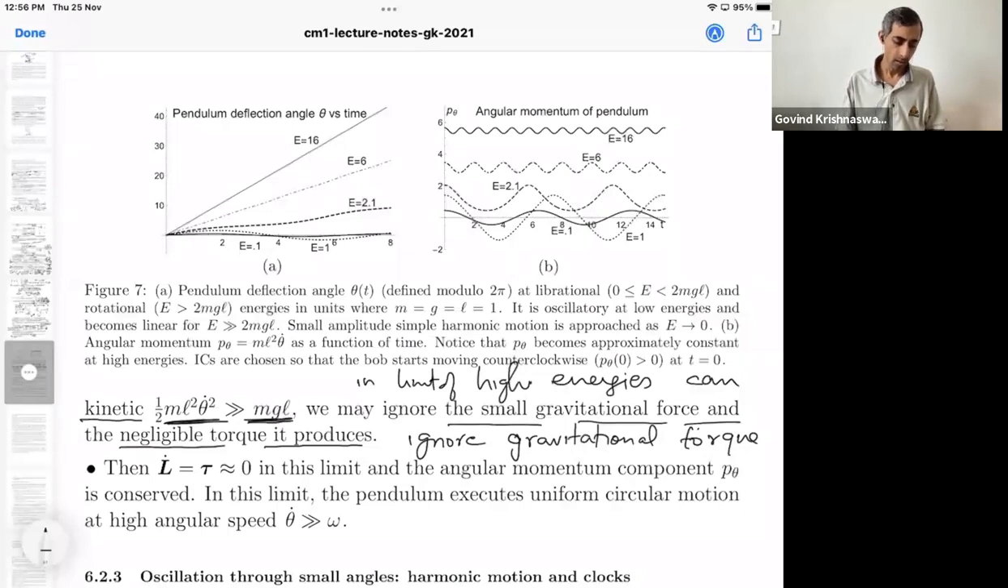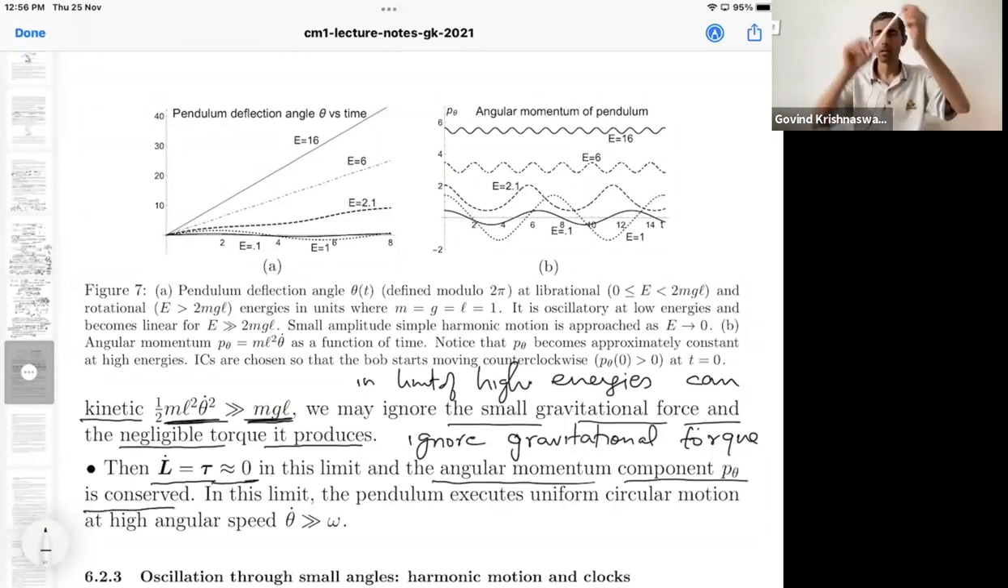Okay, so in the limit of high energies, the rate of change of angular momentum, which is given by the torque, must be approximately 0. So in that limit, we should see that the angular momentum component p theta is conserved. And this is true even intuitively at very high energies. The pendulum is simply going round and round very fast. The difference between up and down becomes negligible because the gravitational force here and there differ only by 2 mgl, whereas my energy is very high compared to that.